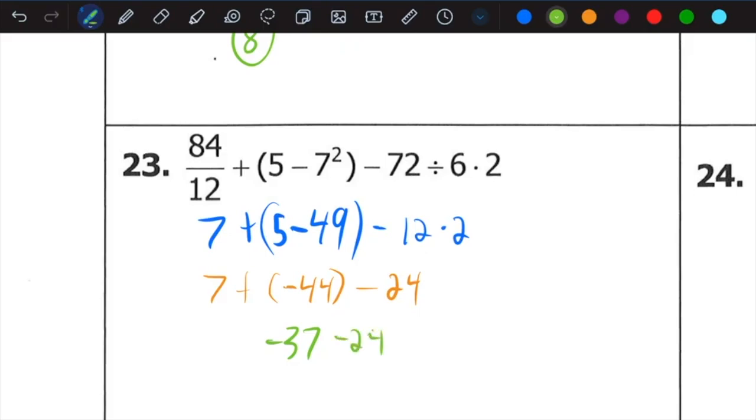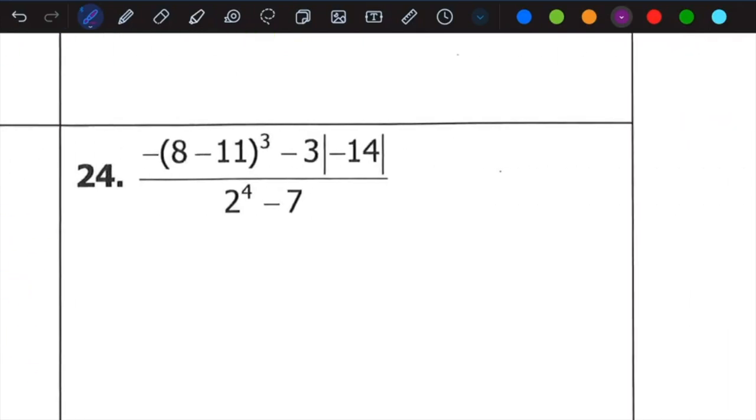And we still have to subtract 24. And when we do negative 37 and a negative 24, we make it a bigger negative. So they're the same sign, and so you add and keep the signs to get negative 61.